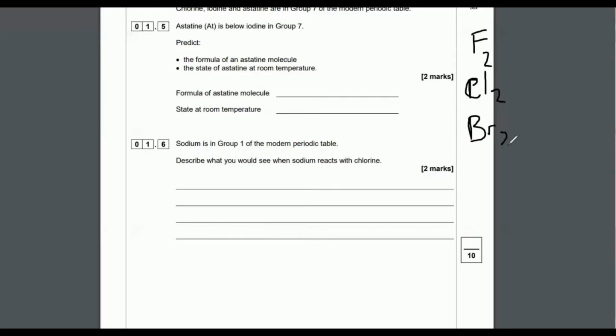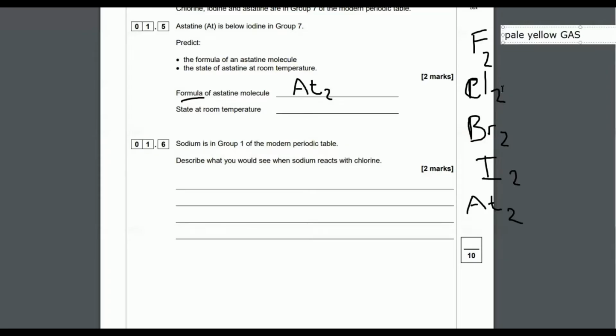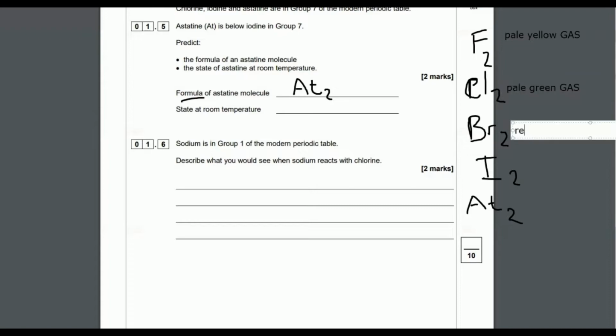So we know F2 is fluorine, chlorine is Cl2, bromine is Br2, iodine is I2, astatine is At2. Remember, the halogens are diatomic, which means they come in twos like this. Okay, what's its state at room temperature? Well, if we look at fluorine, fluorine is a pale yellow gas. Chlorine is a pale green gas. What's happening to the colors? Bromine is a red brown liquid, and iodine is a dark grey solid. Some people say black, but it's more dark grey solid.